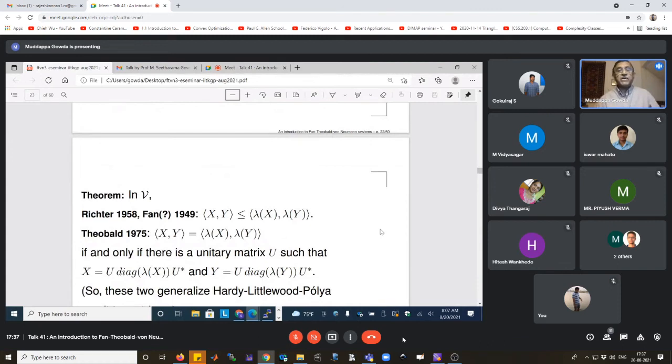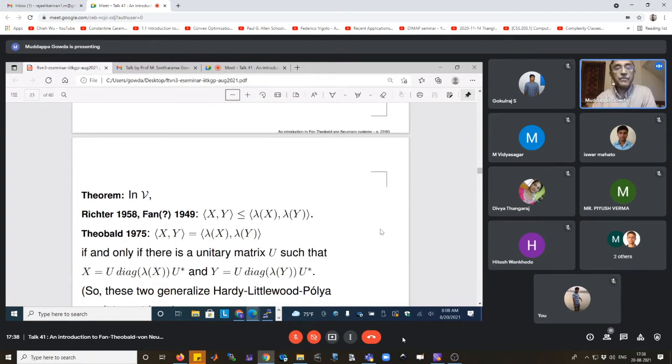Now we come to some important results. In V, x dot y is less than or equal to lambda x dot lambda y. Notice that x and y are matrices. X dot y is computed in V; it is the trace of x times y, while lambda x and lambda y are vectors in Rn, and that inner product is computed in Rn. This is the ordinary inner product.